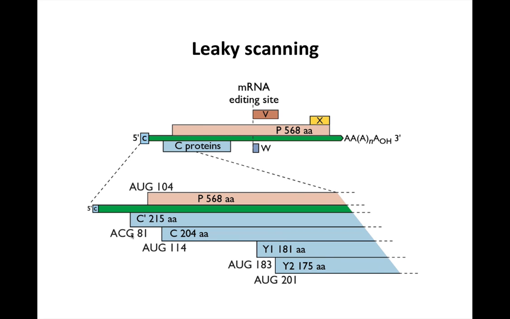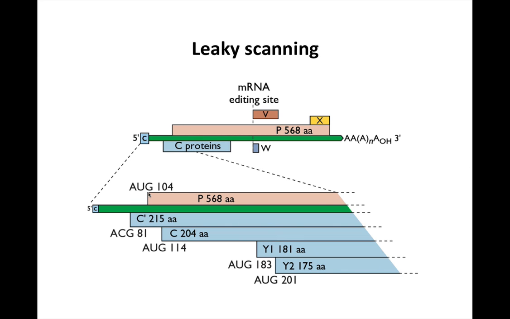As they're scanning, they reach the first initiation triplet, which is an ACG at base 81. So this is not an AUG, but ribosomes sometimes will initiate at ACGs. They use the initiator Met-tRNA, which will weakly base pair with this, but still works. So you can get a little bit of translation initiation there. But most of the ribosomes don't initiate there, and they keep going. So you make a little bit of this C' protein. Most of the ribosomes continue to scan.